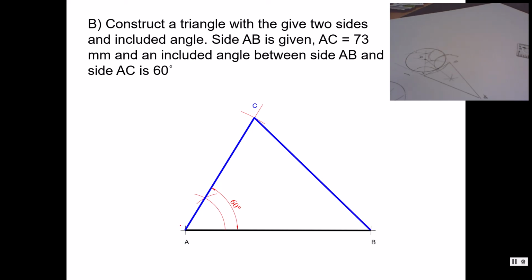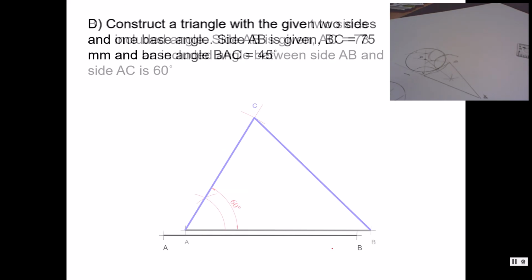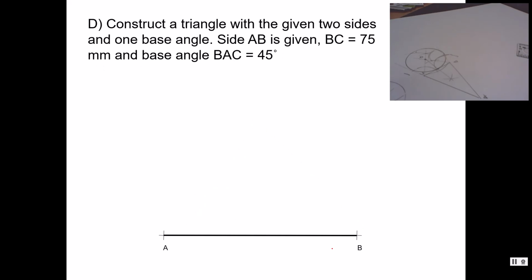The first step is to construct a 60 degree angle, similar to the example that we have done before. And then after that, from here, the distance to point C is 70 mm. And then you just draw. Once you got the C point, you can just draw this line and this line, and you got this triangle. Please try it. Okay, B.